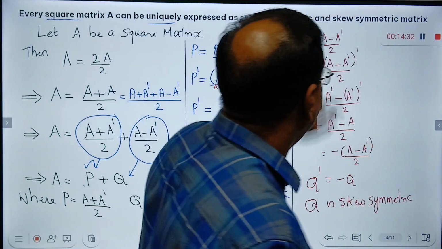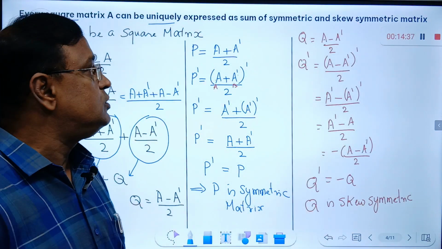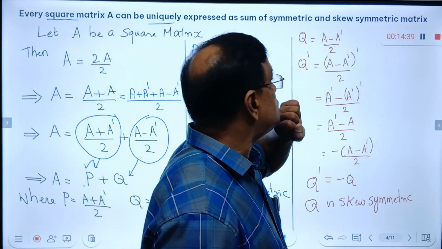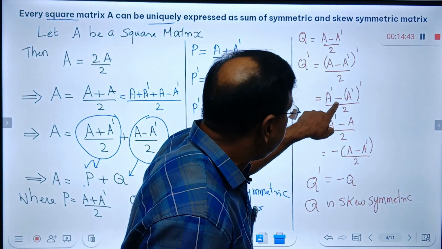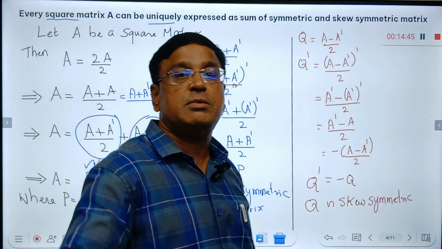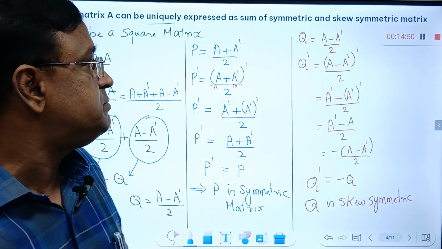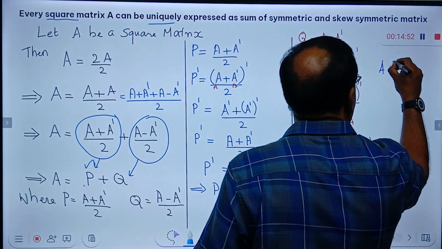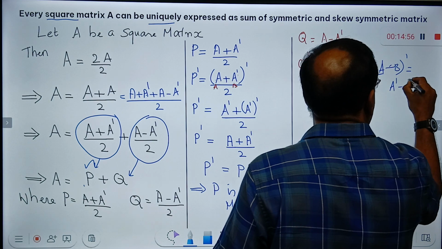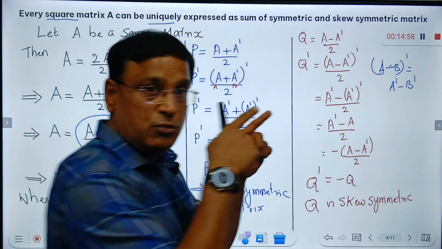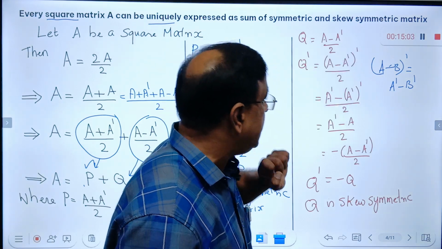Now I take Q, (A minus A transpose) by 2. Take transpose on both sides. So (A minus A transpose) whole transpose will be A transpose minus (A transpose) transpose. Remember I told you (A minus B) transpose is A transpose minus B transpose. (A minus B) transpose is A transpose minus B transpose. I'm applying the same rule here. So this is A transpose. (A transpose) transpose is A.